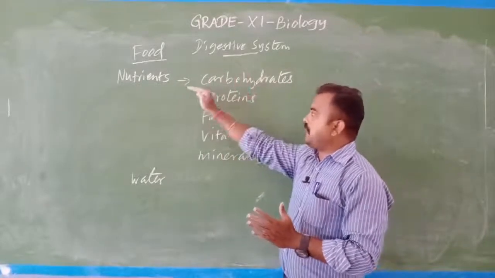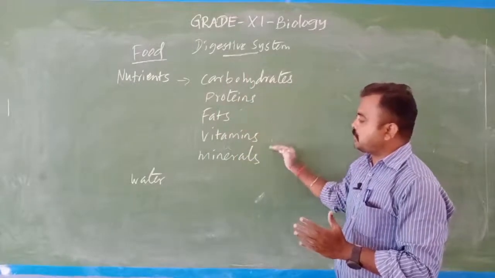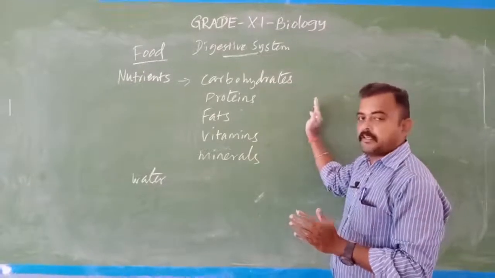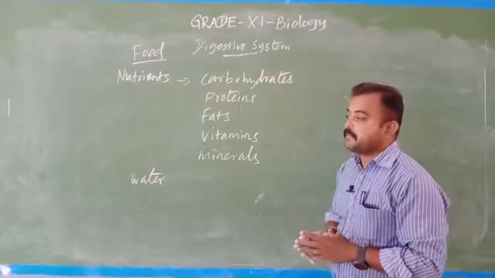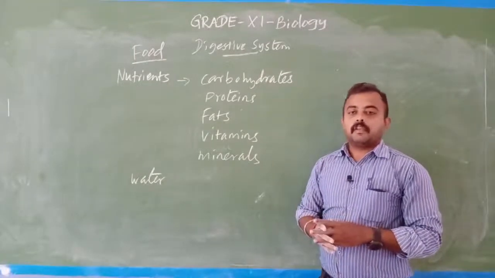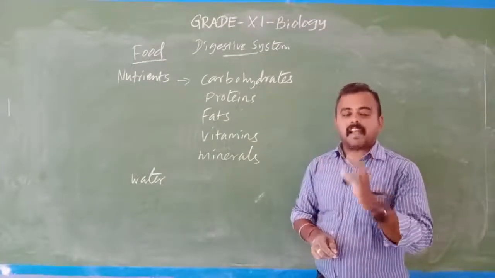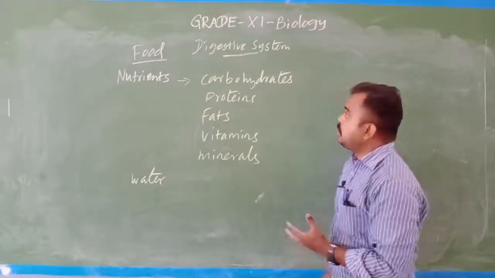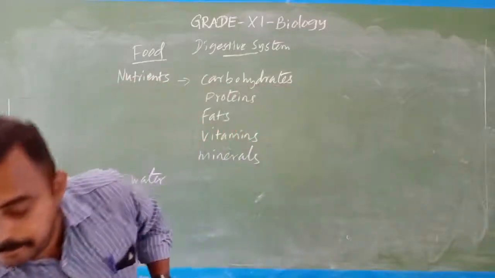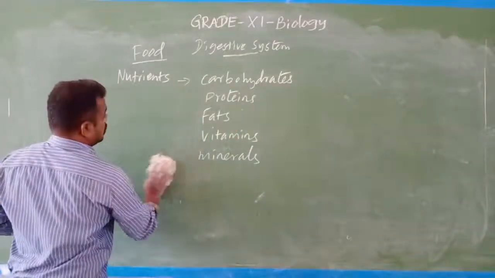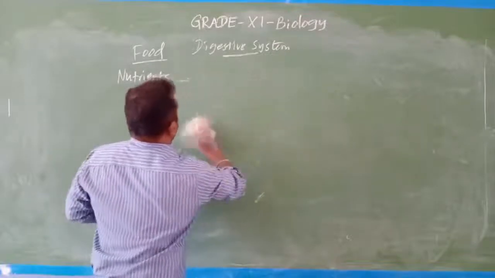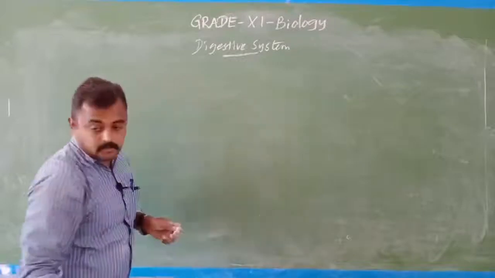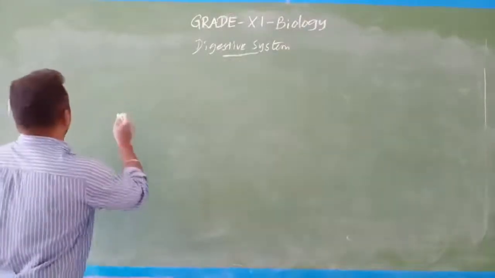So in the food we have carbohydrates, proteins, fats, vitamins, minerals. Those complex forms will be converted into simple form by the digestive system. So in this class we are going to see about the digestive system and how it does its functions. First we will see the structure of the digestive system.